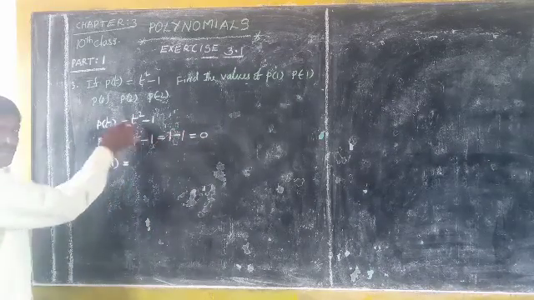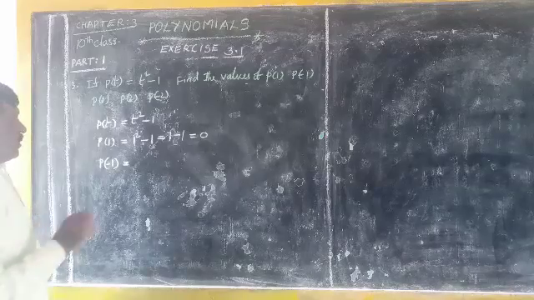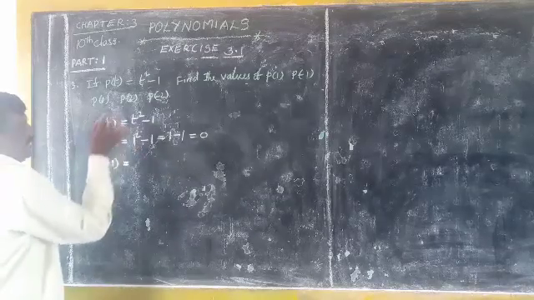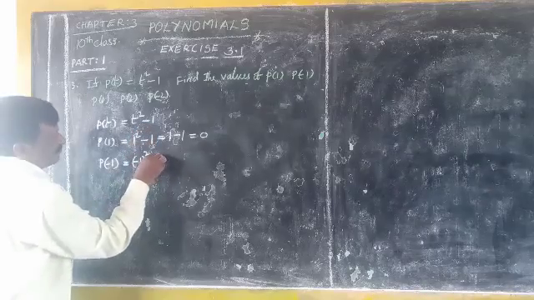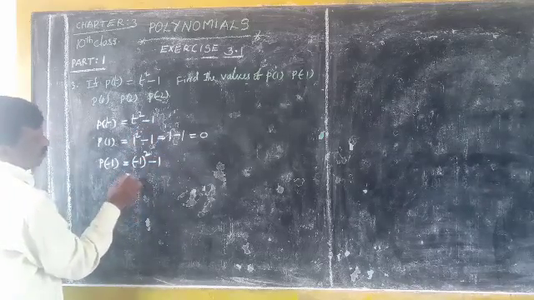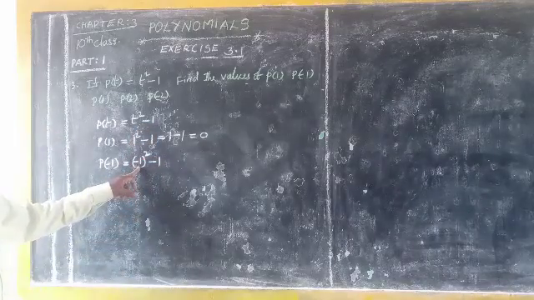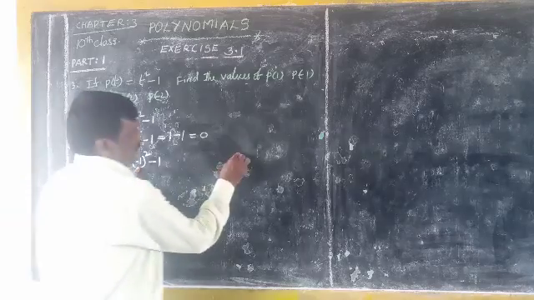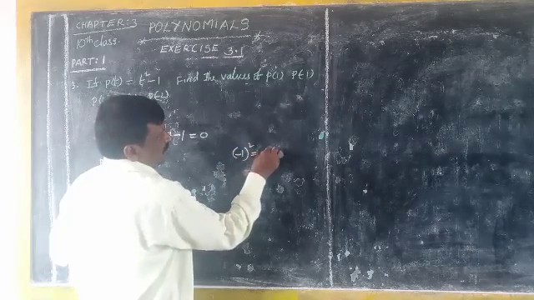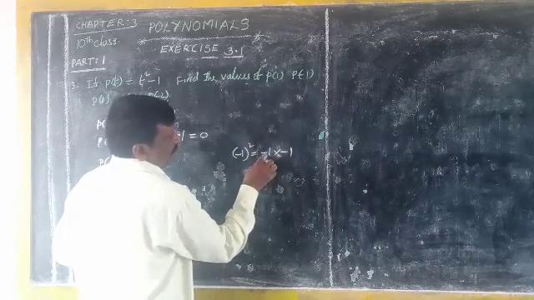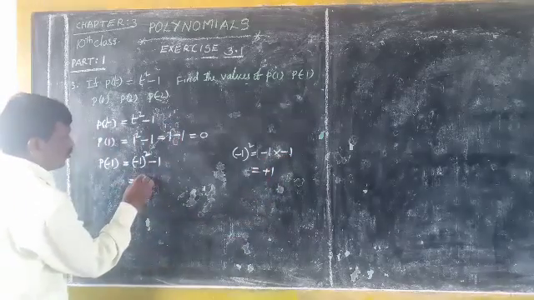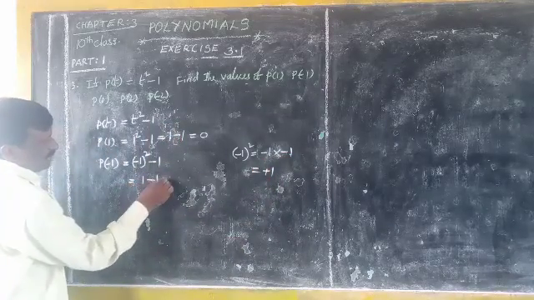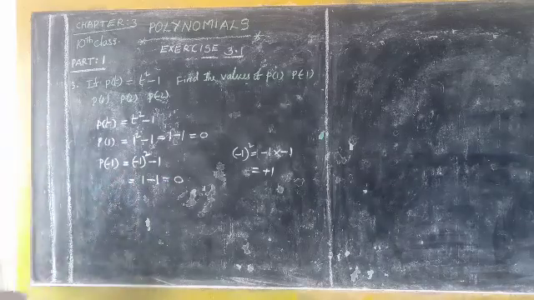Next, p of minus 1. Here we have to put minus 1 in place of t. Minus 1 whole square minus 1. Minus 1 whole square is equal to minus 1 into minus 1, which is plus 1. So 1 minus 1 is also 0.